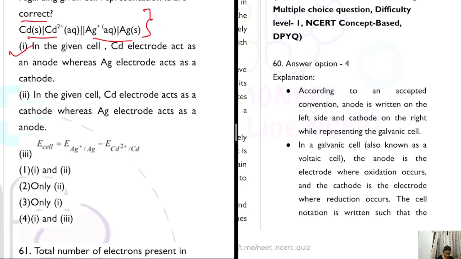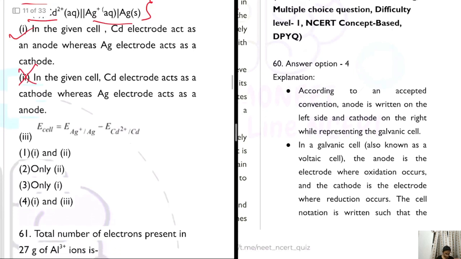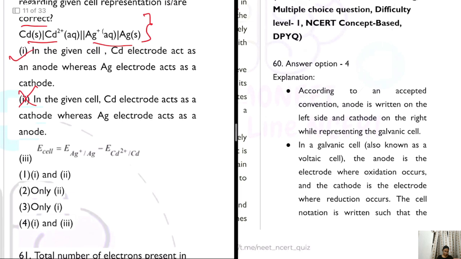In the given cell, Cd acts as cathode. This is false. And how do we find the cell potential? By E cathode minus E anode. E cell is equal to E cathode minus E anode. So this is the correct representation. So what is the answer? That is first and third.